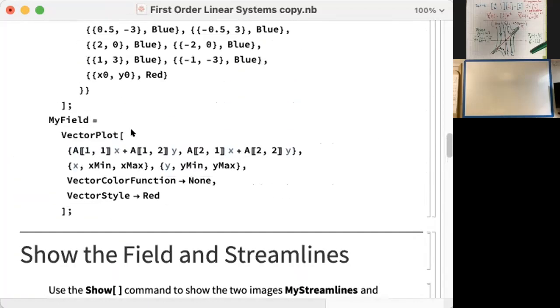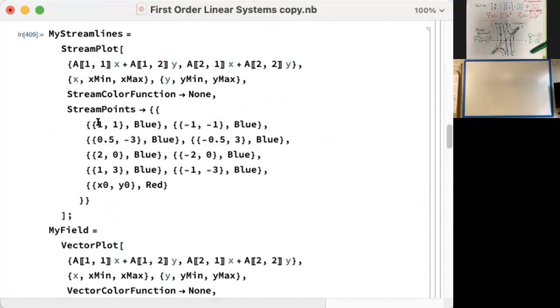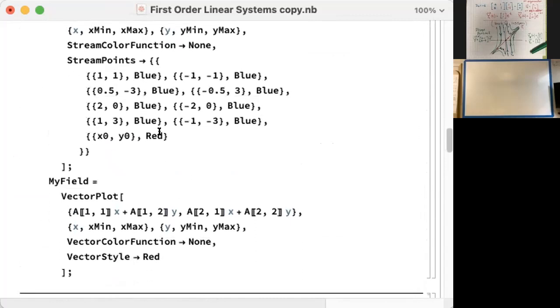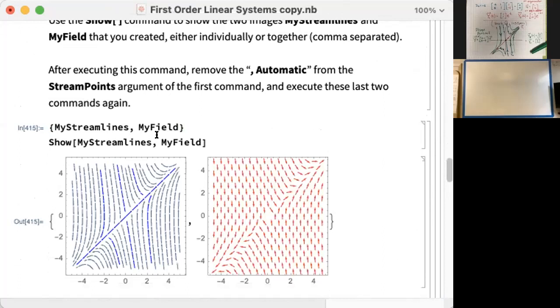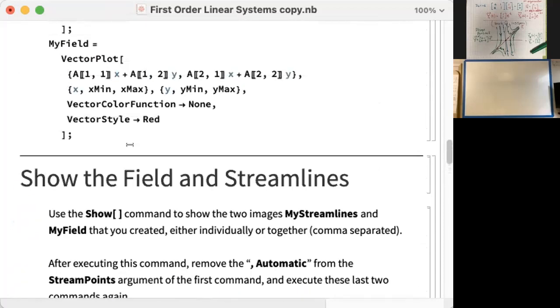Now let me add one more thing to this. I've got all these cool stream points, right? But let's also run some automatic stream points and show you what this looks like. And your first reaction is, man, you screwed that up, because the blue ones and the kind of light blue ones are competing. They're not easy to see. So let's do it this way.